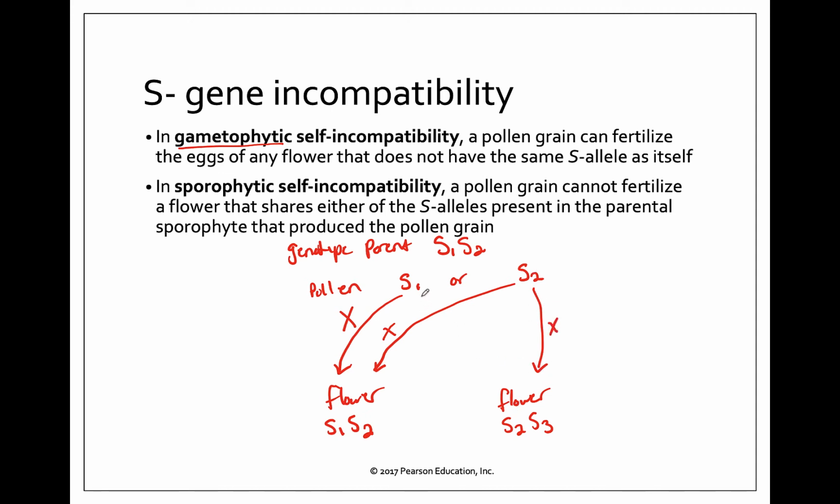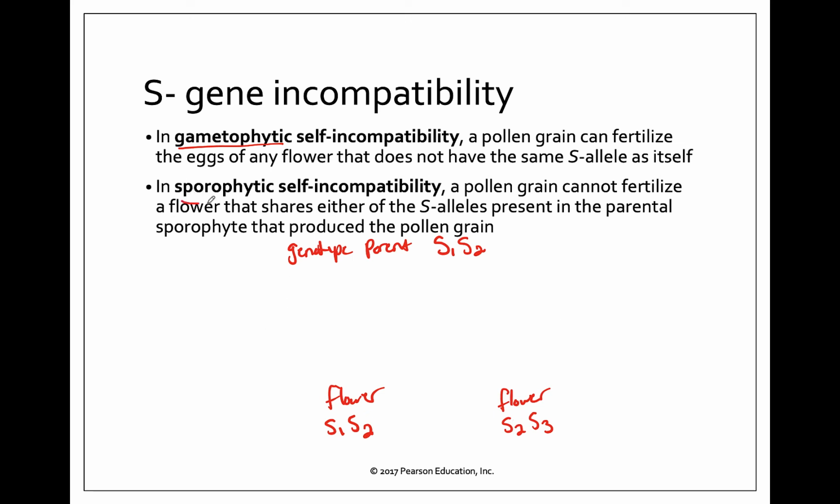The S1, however, that doesn't match either of the S alleles, right? So S1 from the parent doesn't match S2 or S3 from these. So this is a go. This S1 pollen is going to be able to fertilize the S2, S3 flower. So that's the example of gametophytic self-incompatibility.